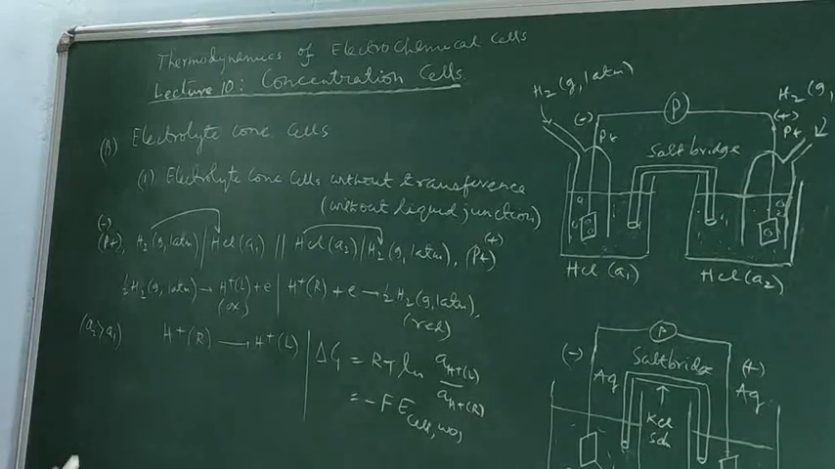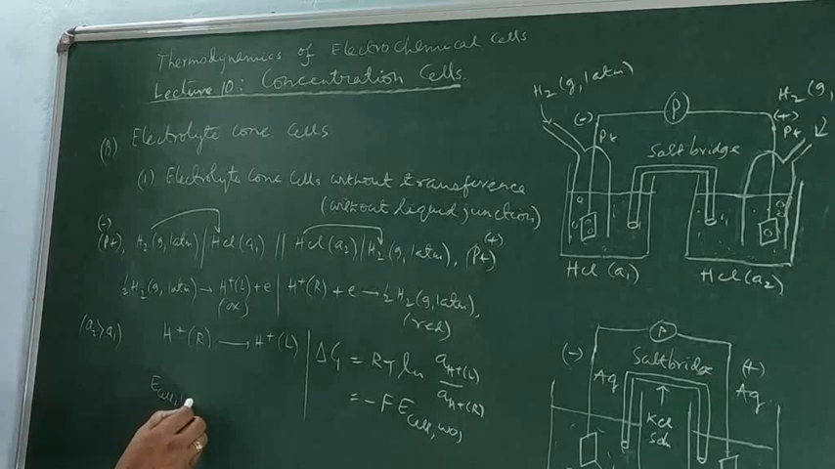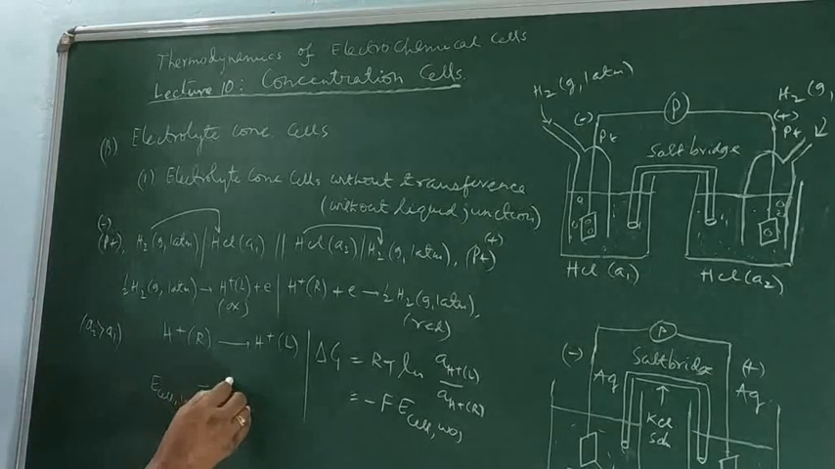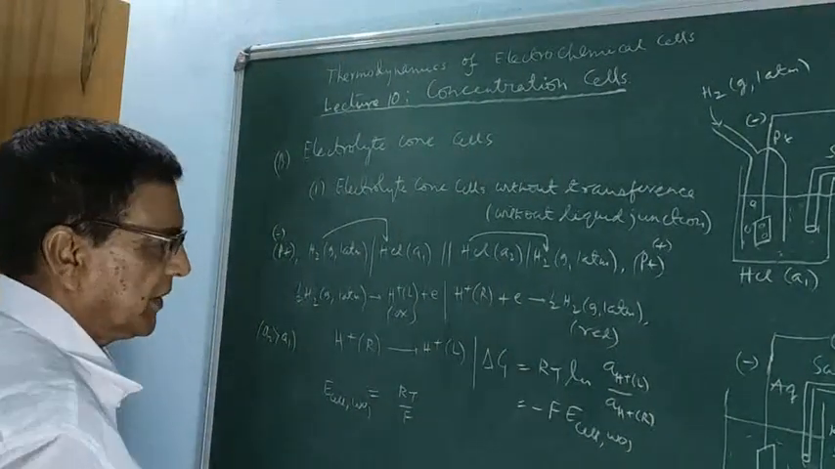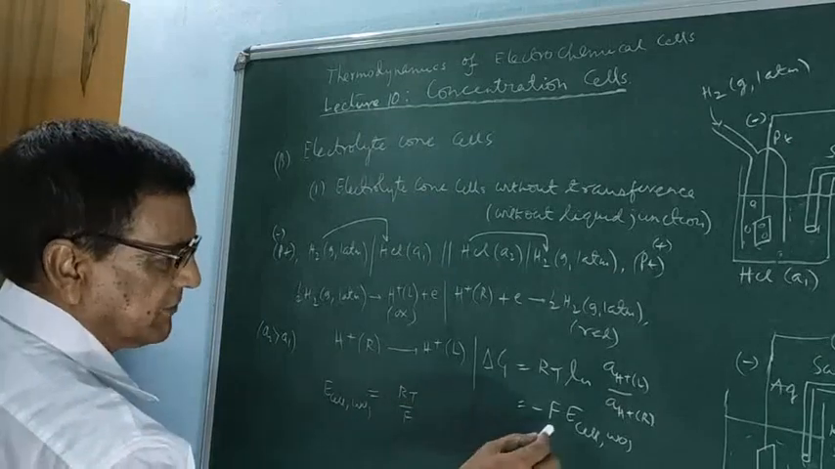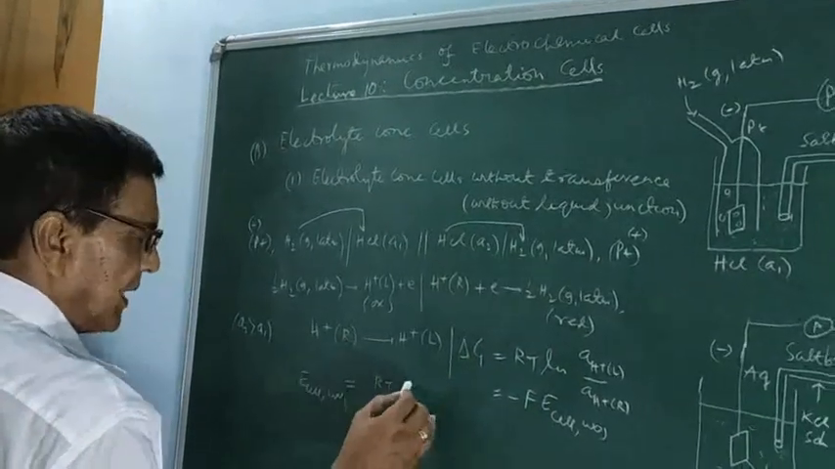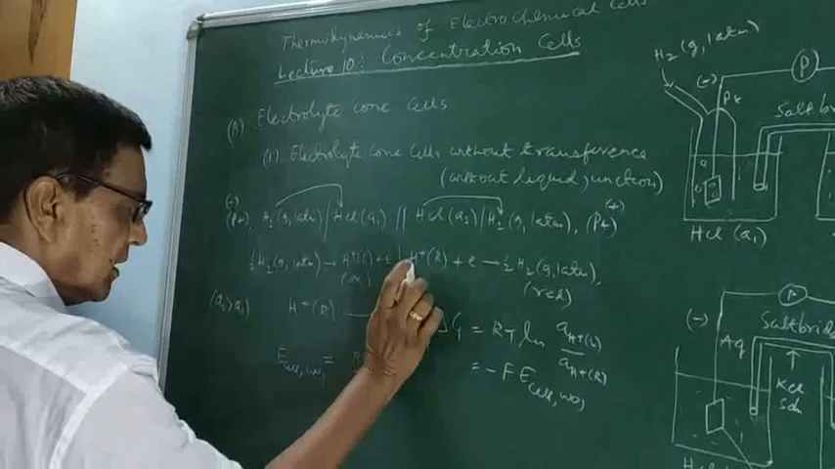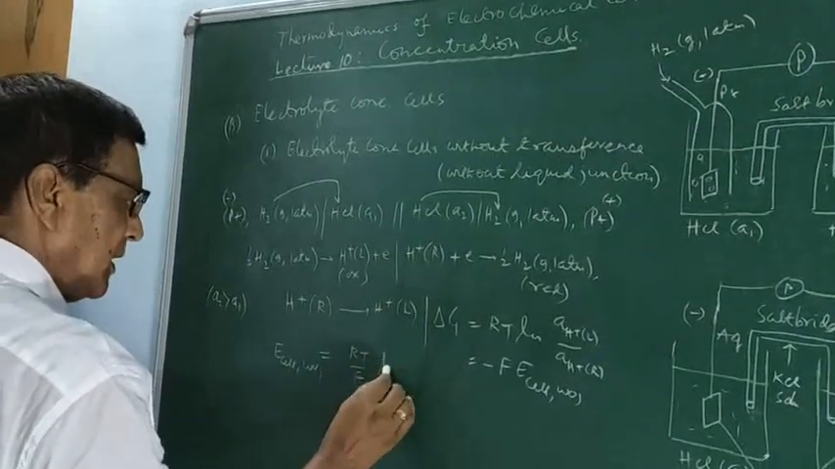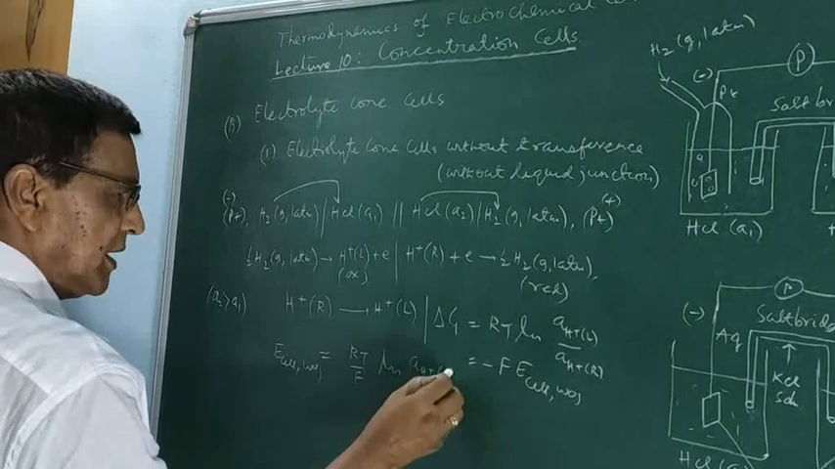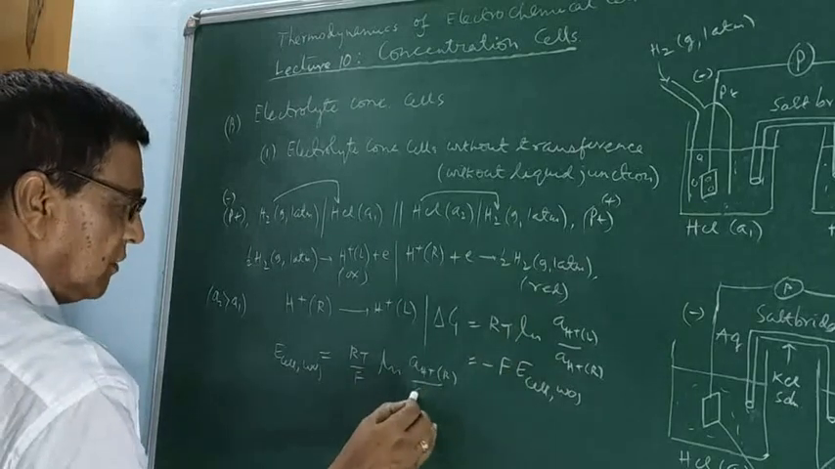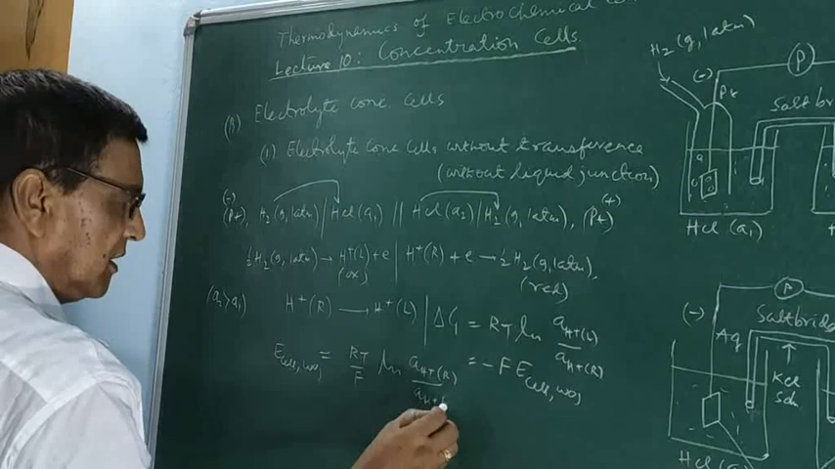So if we equate these, then E cell without junction is equal to RT by F, and if we remove the minus sign, then it will be ln of the activity of hydrogen ion on the right, upside down, divided by the activity of hydrogen ion on the left.